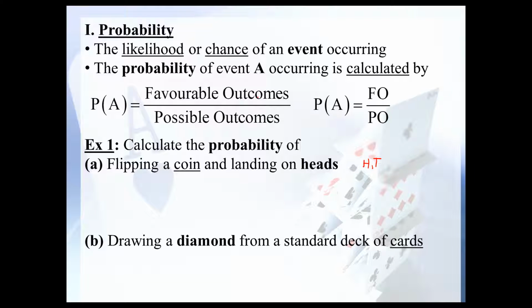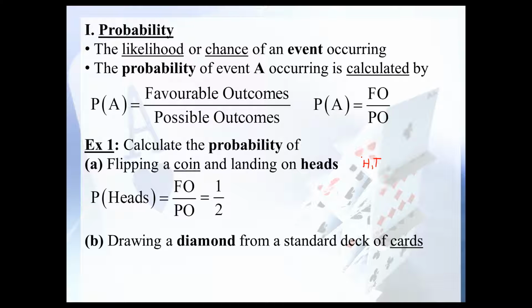Now, favorable outcomes identifies the outcome that you want to actually occur. So the outcome that I want to occur is I want to land on heads. There's only one way you can actually obtain that. So if I write down the probability equation, to be more specific here, I have the probability of flipping a coin and getting heads. Again, in the brackets, you identify the outcome that you want to occur, and that's equal to your number of favorable outcomes over your possible outcomes.